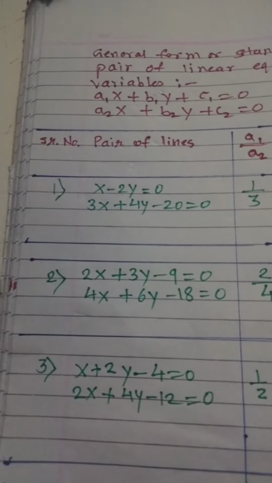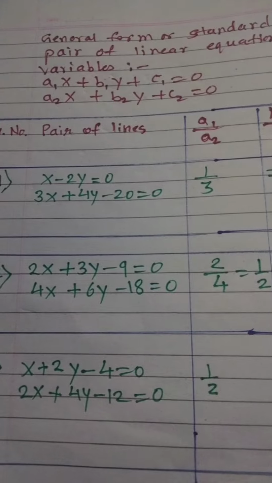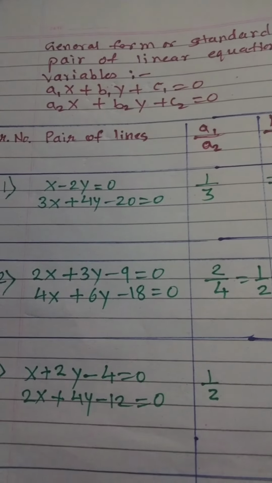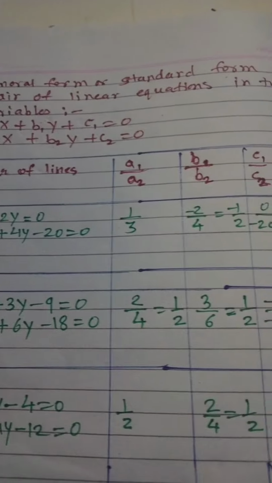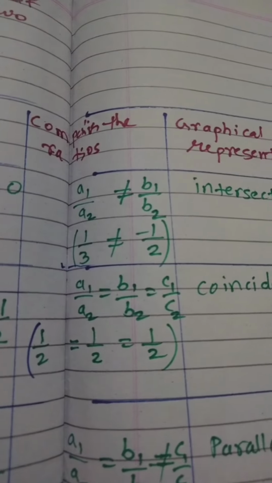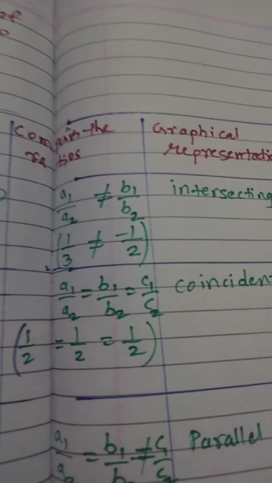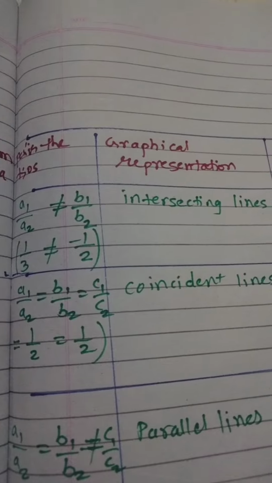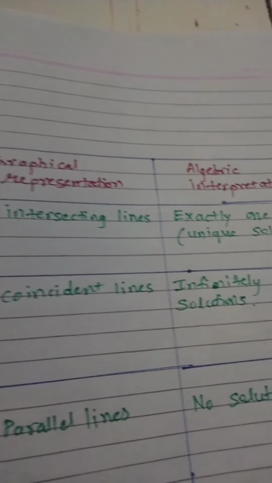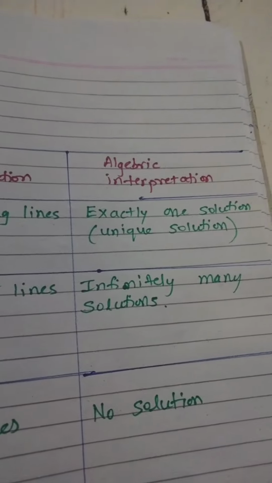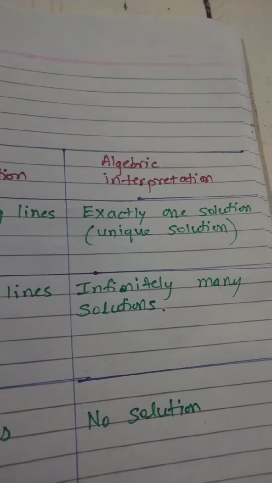We take examples. The first example is x minus 2y is equal to 0 and 3x plus 4y minus 20 is equal to 0. These are the pair of lines. So we compare the ratios. a1 upon a2 is not equal to b1 upon b2, that is 1 upon 3 is not equal to minus 1 upon 2. So the graphical representation will be intersecting lines and its algebraic interpretation will be exactly one solution, which is unique.